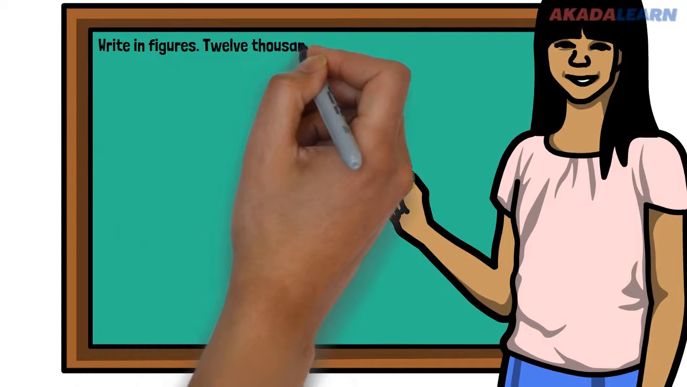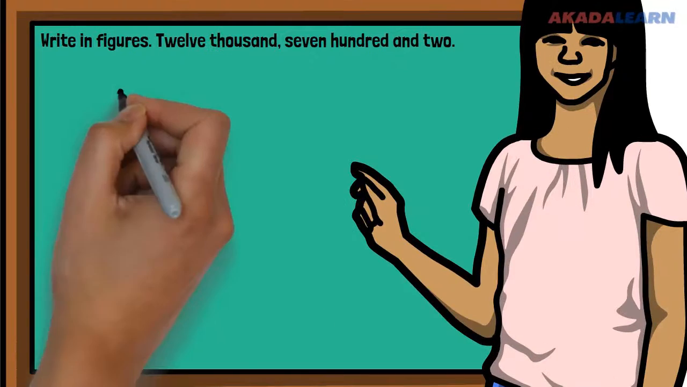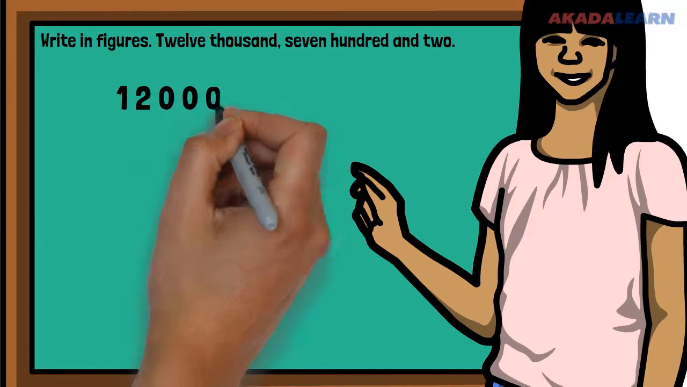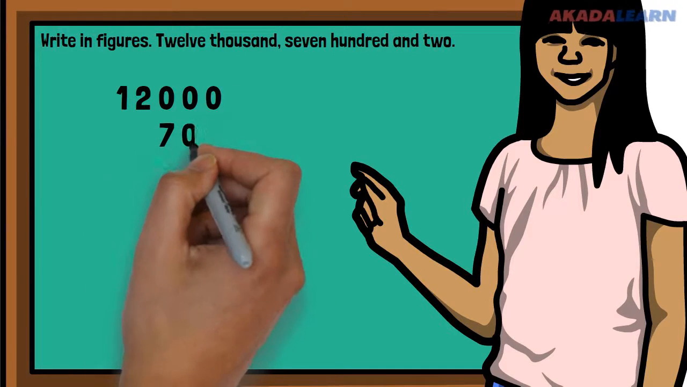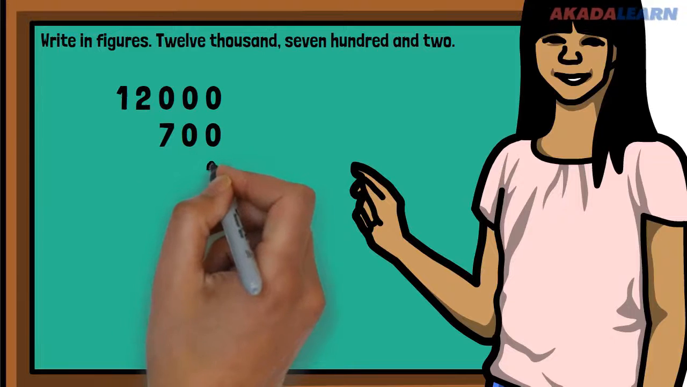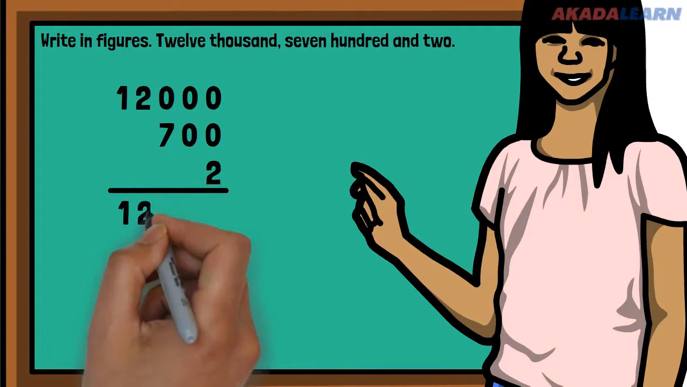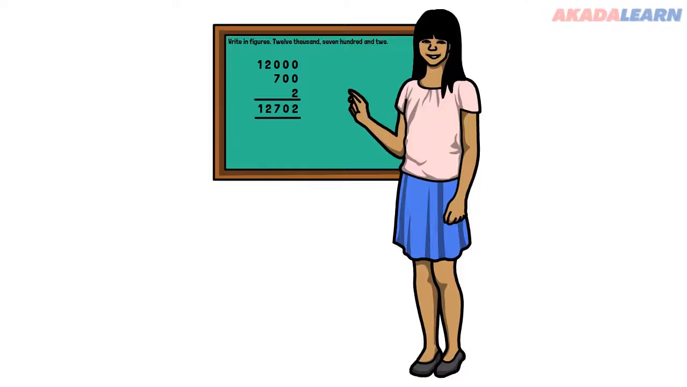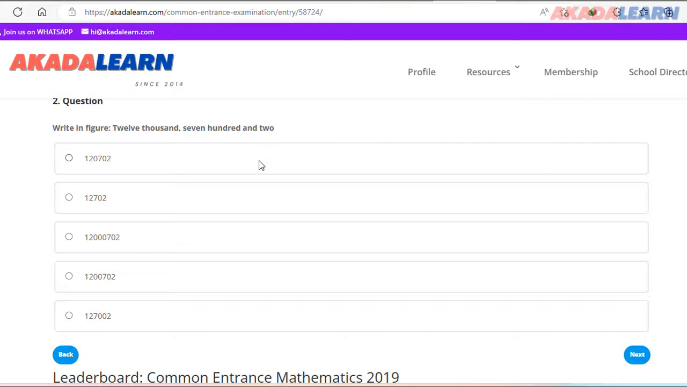So this question is write in figures 12,702. So let's write. That's 12,000, 700 is 700, and then 2. So we draw the lines and then we write them down: 12,702, and that is how to write in figures. From our calculations we can see that the answer is B, 12,702.